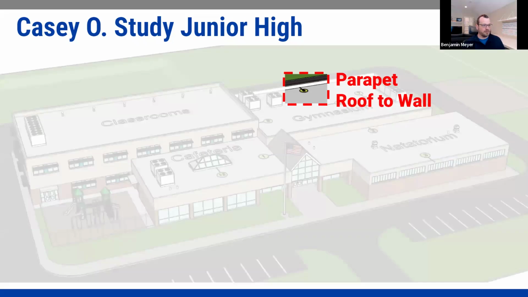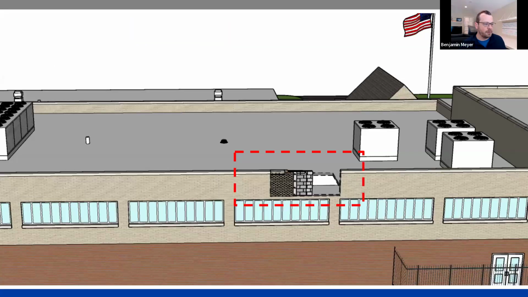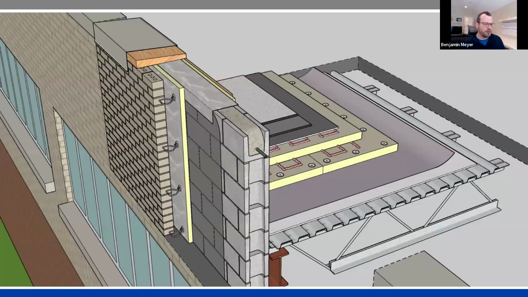But let's move on. Now we're going to have a real parapet, not just one that's hidden under the flush edge, and a roof to wall. So we're zooming in. This is on the gymnasium side. Got brick on one side, roofing material on the other. Do you want to walk us through the wall, Herman, and I'll take us around?